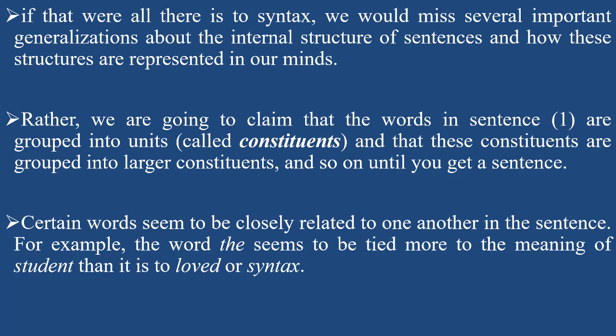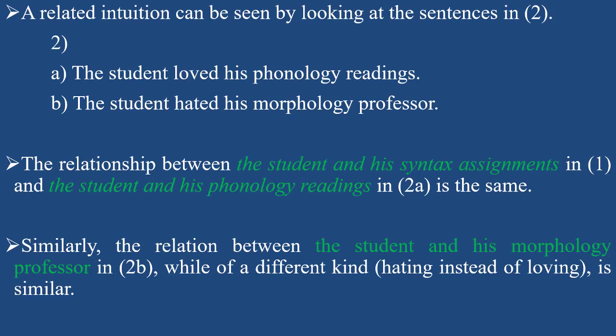Certain words seem to be closely related to one another in the sentence. For example, the word the seems to be tied more to the meaning of student than it is to loved or syntax. So if we take the sentence in one, the student loved his syntax assignments, the is more attached to student. There is something which we are going to see that shows that the is more related to student than it is to the rest of the sentence.